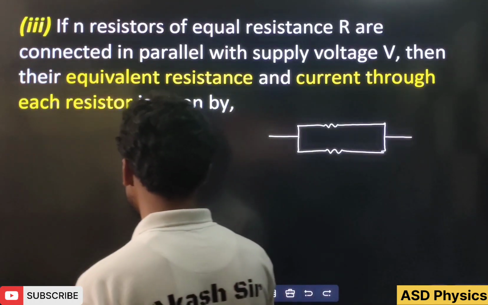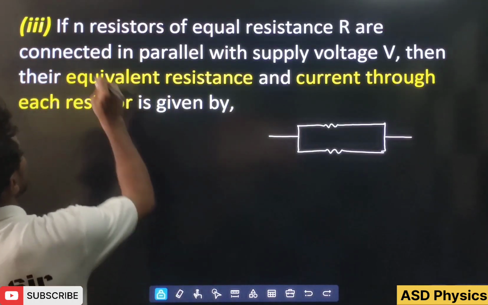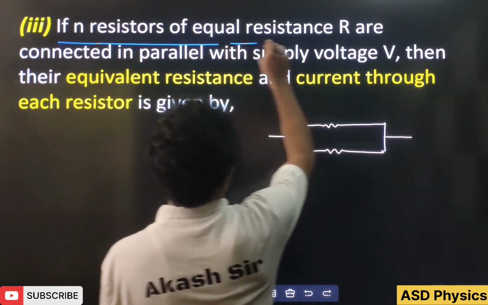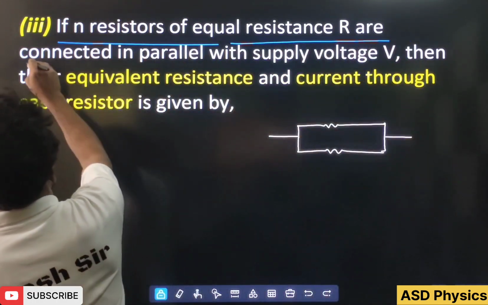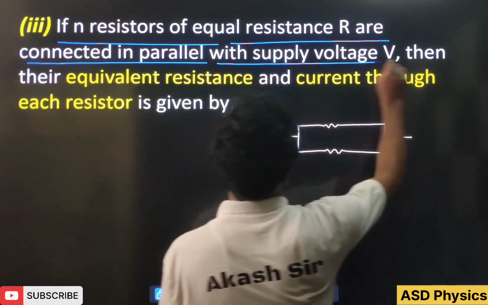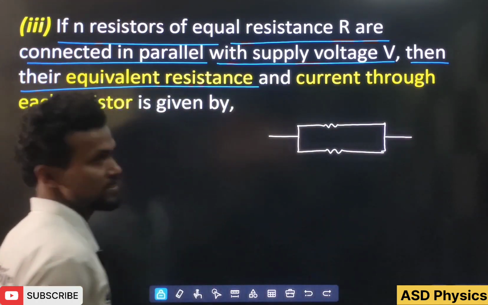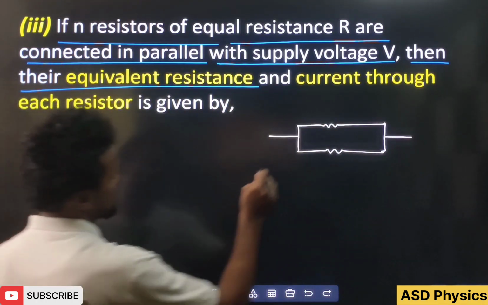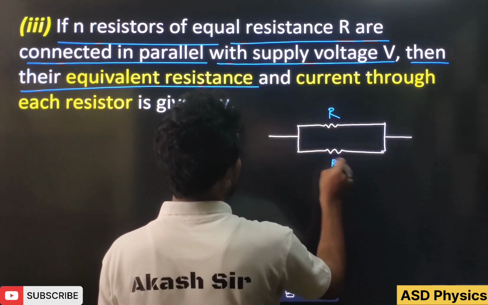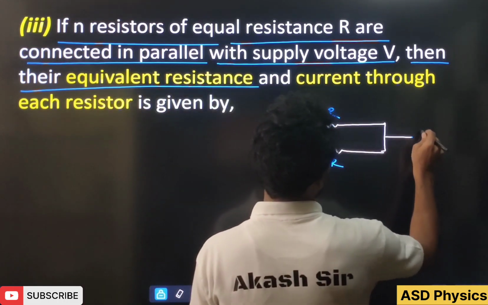Okay, great. Now the third one, students. Can you see here? If n resistors of equal resistance capital R are connected in parallel with supply voltage V, then their equivalent resistance. First let's see the equivalent resistance. This is R, this is R, and here this is A, this is B.